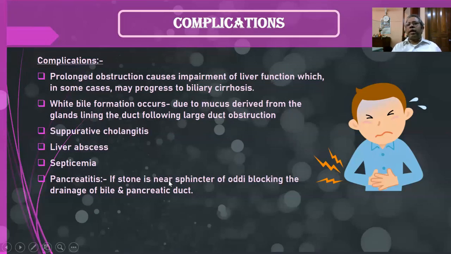And sometimes the stone passes through the ampulla, the ampulla is distorted, then reflux of duodenal content enters the pancreatic duct, the pancreatic enzymes become activated and digest the pancreatic tissue, which is called pancreatitis. If the stone is near the sphincter, blocking the drainage of bile and pancreatic duct, ultimately the lumen becomes distorted, and the patient presents with pain, that means pancreatitis.